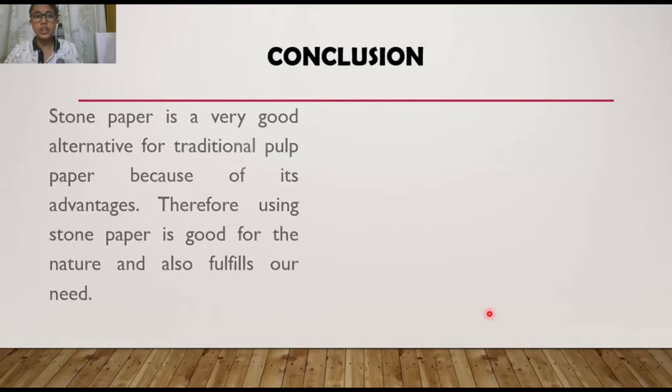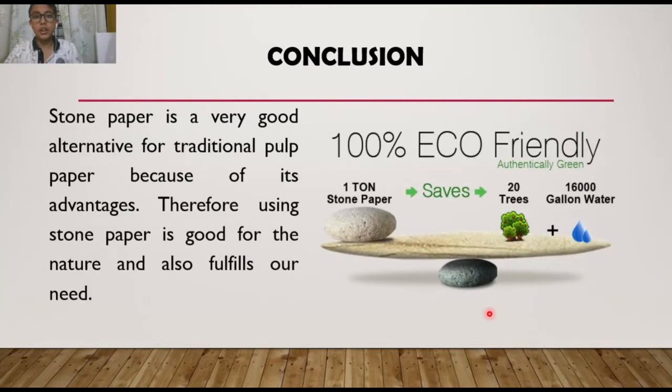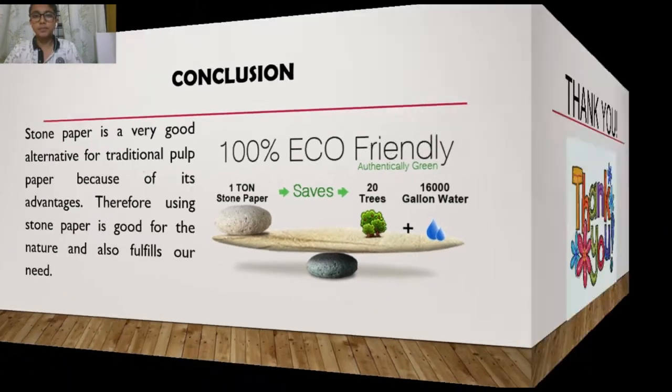In conclusion, stone paper is a very good alternative over traditional pulp paper because of its advantages. 1 ton of stone paper saves about 20 trees and 16,000 gallons of water, making it 100% eco-friendly. Therefore, using stone paper is good for nature and also fulfills our needs.